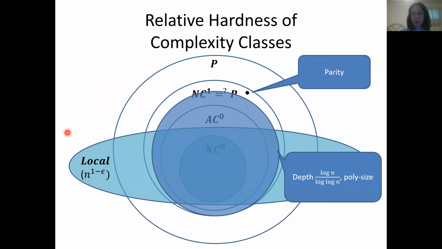And so here is a pictorial representation of the class that we can construct non-malleable codes for using this result. So this circle represents circuits that have depth log n over log log n and polynomial size.